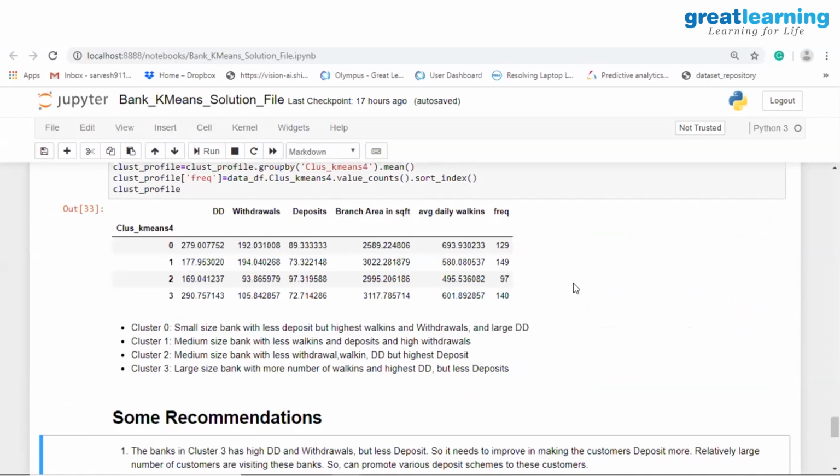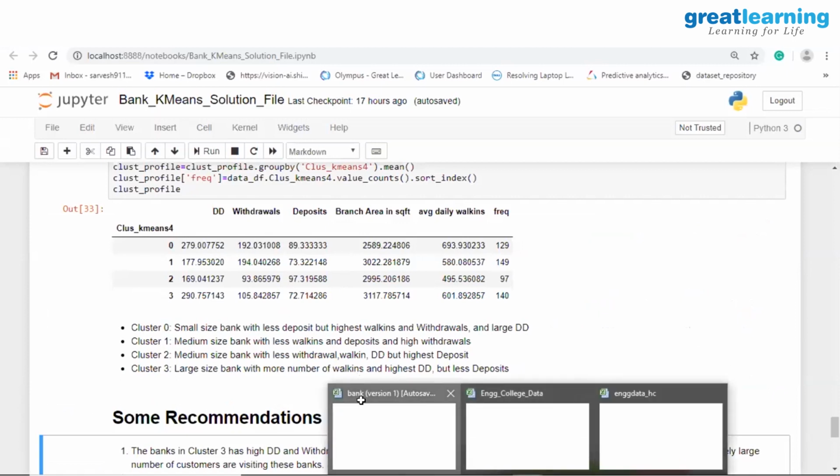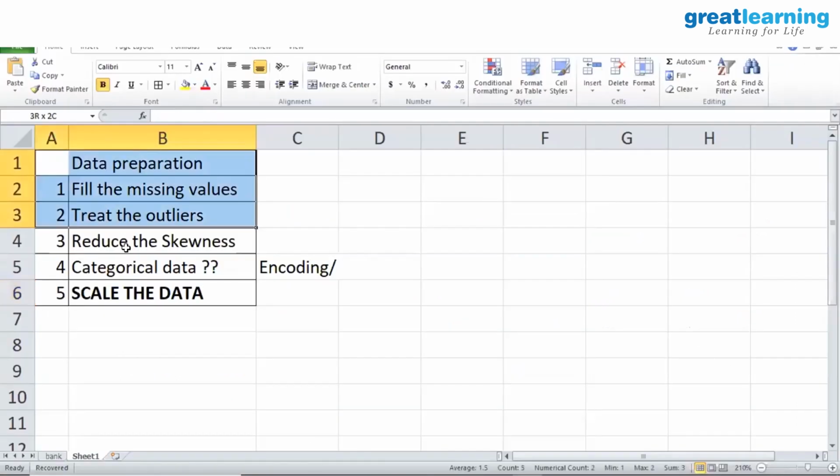A marginal outlier, you either cap it or address the outlier, right? Before jumping into any clustering, you follow these steps, right? Fill the missing values, treat the outliers, reduce the skewness. You cannot avoid the skewness. That is impossible, so reduce it. What happens if it is categorical data? Encode the variable, right? Scale the data. These are all very important things to be addressed, right?